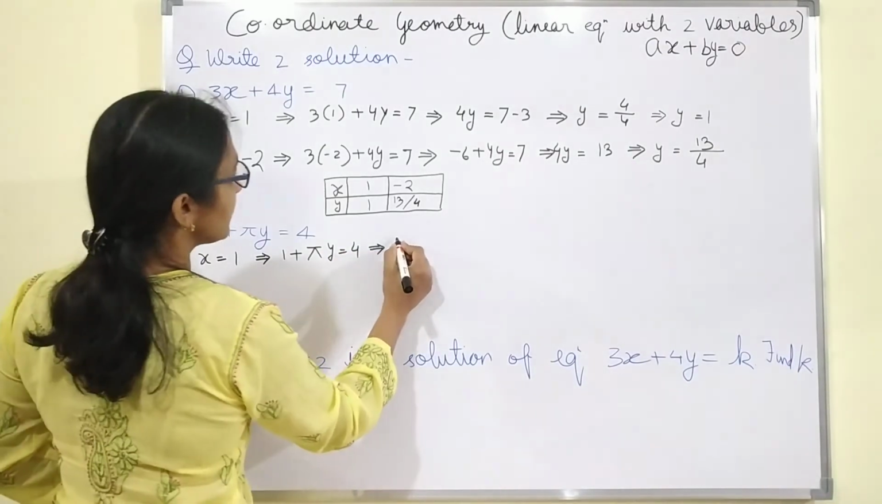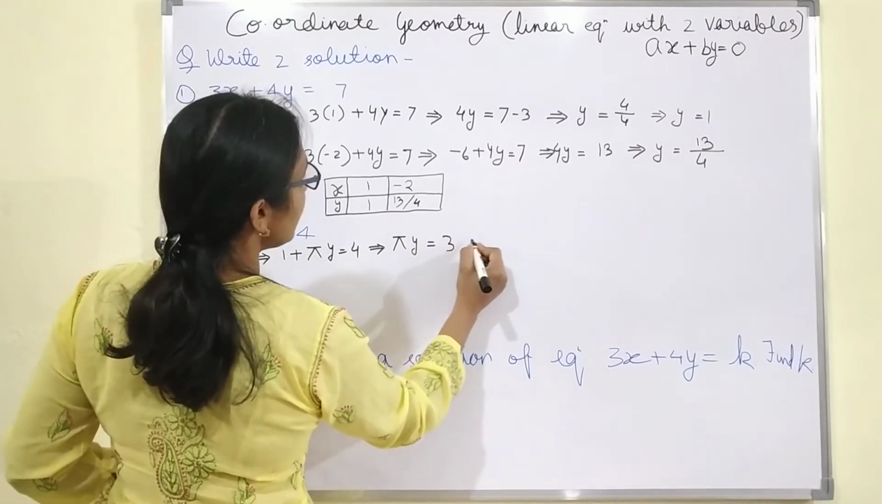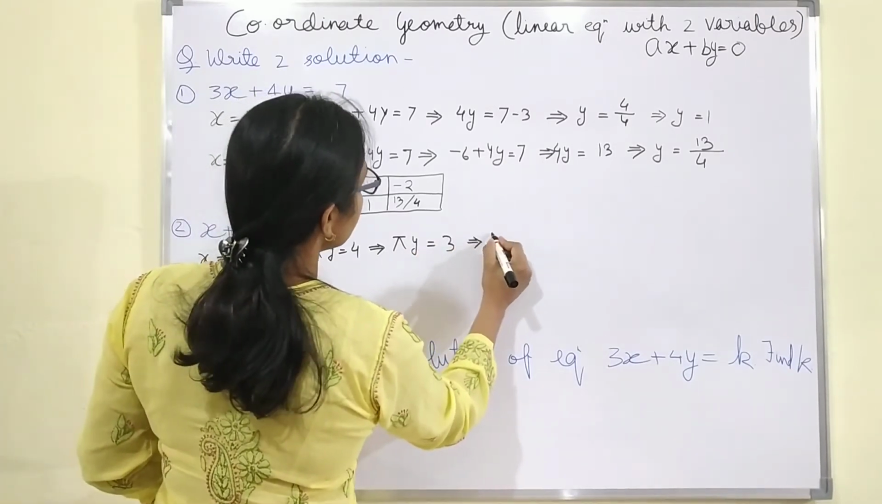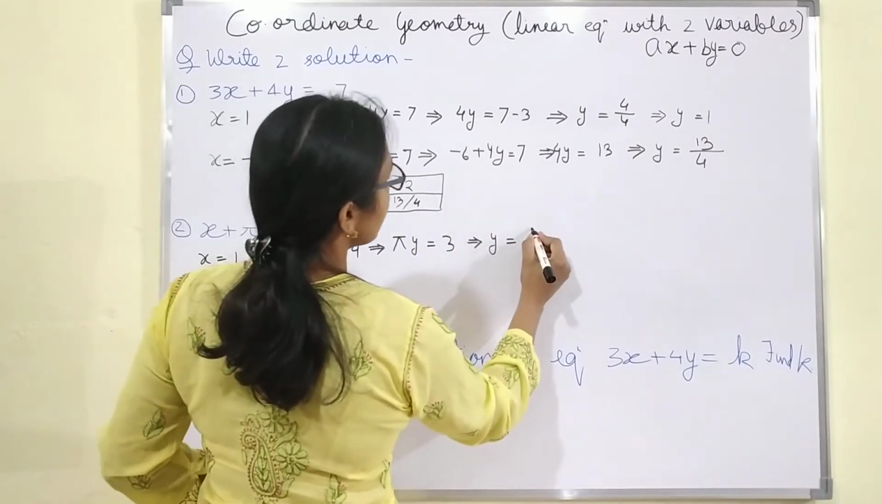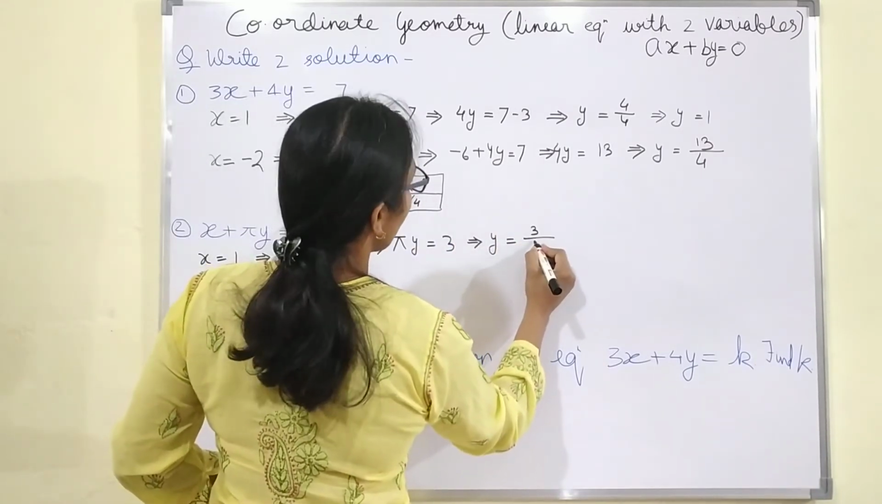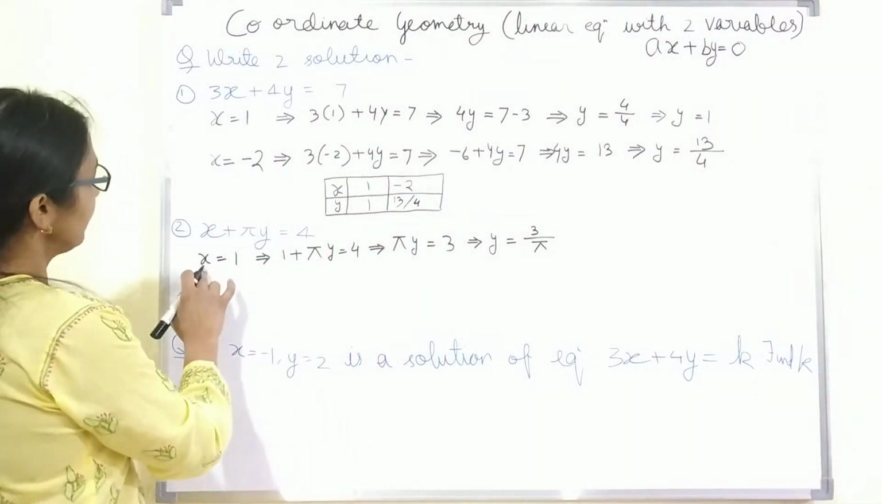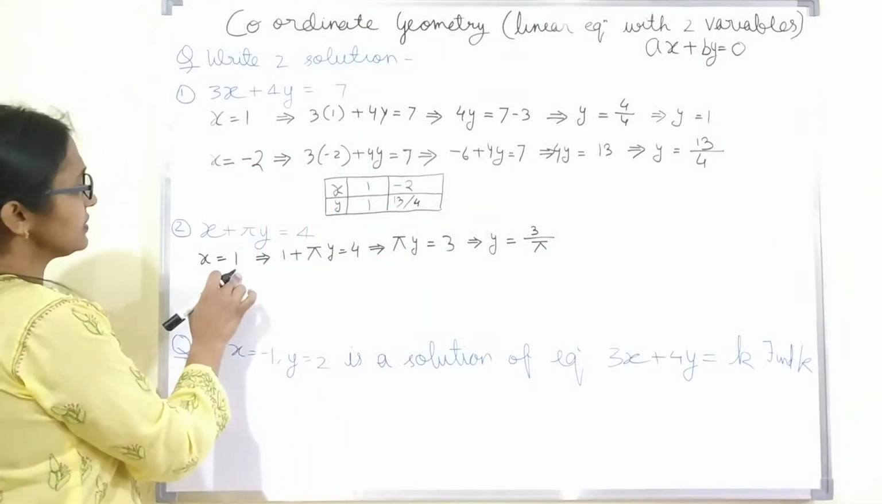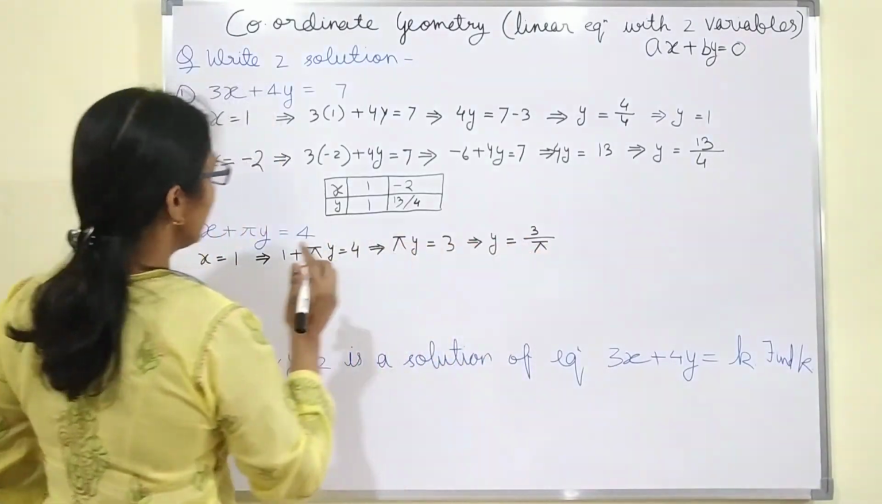That is pi y equals to 3, means y equals to 3 upon pi. Only this much. If x equals to 1, so in this equation y equals to 3 upon pi.